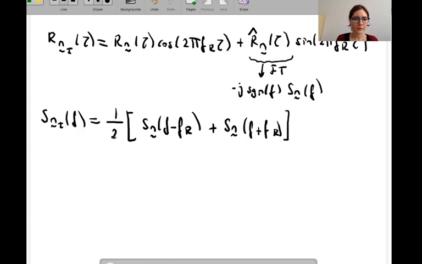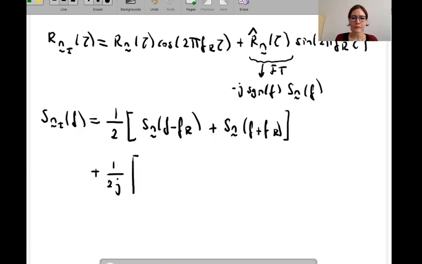And then when it comes to the second term, here you have almost the same thing, but instead of a cosine, you have a sine. And multiplication with a sine also has the same effect. It shifts the spectrum to the right and to the left, but with different signs. So instead of the 1 over 2, we have 1 over 2j coming from the Fourier transform of the sine.